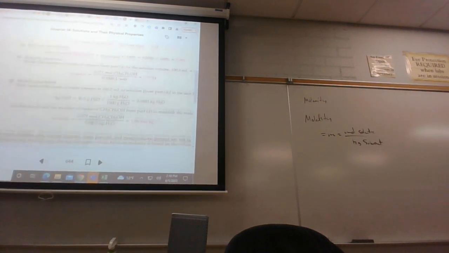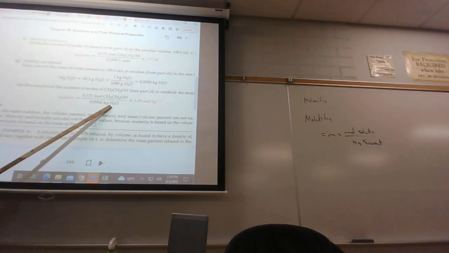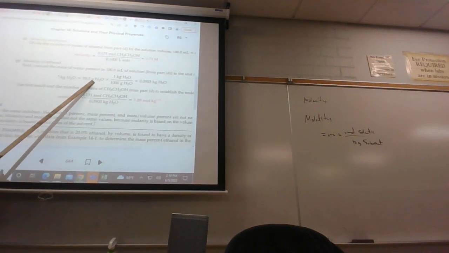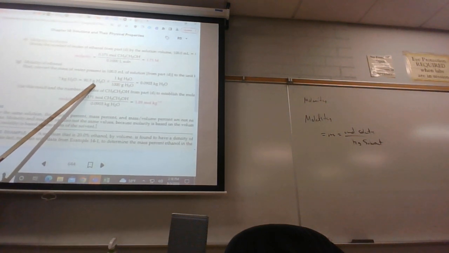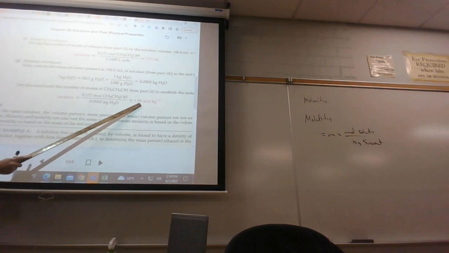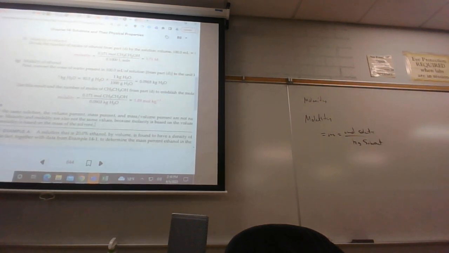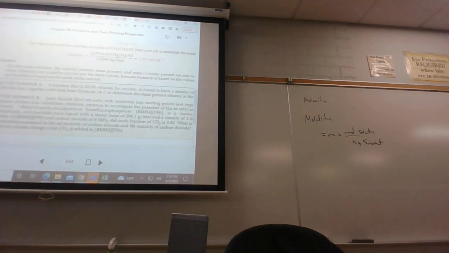And then we could get the molality. The molality is going to be moles of ethanol over kilograms of solvent. Kilograms of solvent, that's water. So there's 90.3 grams of water, which is this many kilograms. We get this 1.89 molal. So that's all the composition units there.